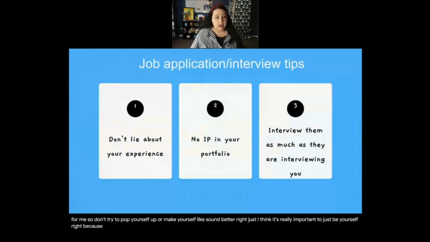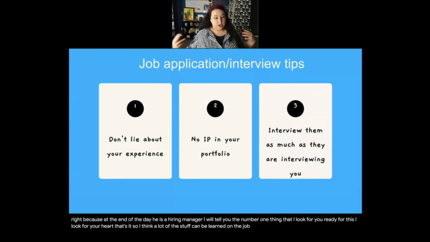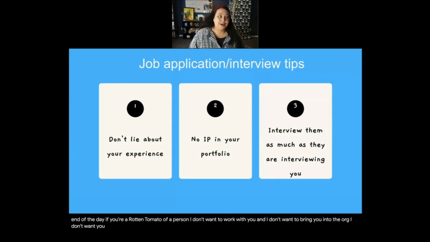Because at the end of the day, me as a hiring manager, I will tell you the number one thing that I look for. Are you ready for this? I look for your heart. That's it. I think a lot of this stuff can be learned on the job. I think you can have a nice background. But at the end of the day, if you're a rotten tomato of a person, I don't want to work with you. And I don't want to bring you into the org. I don't want you to corrupt the team. I don't want to deal with that drama, right?